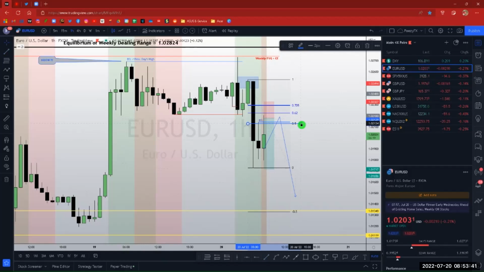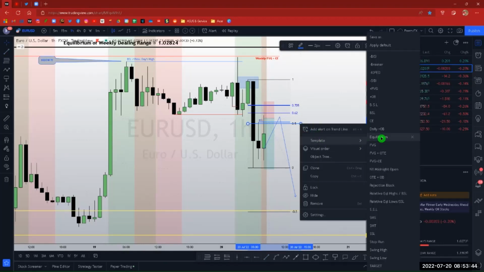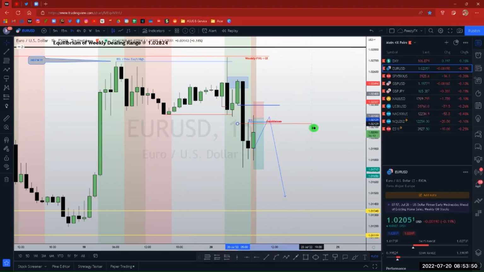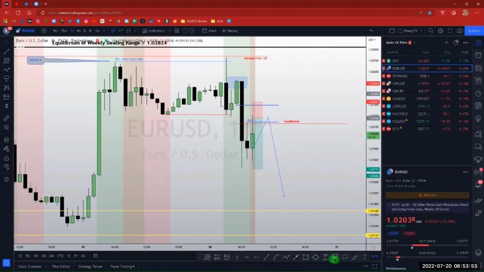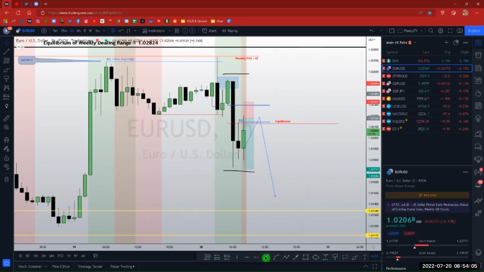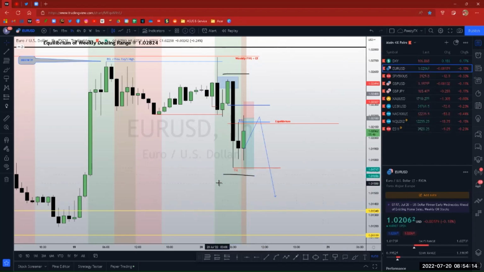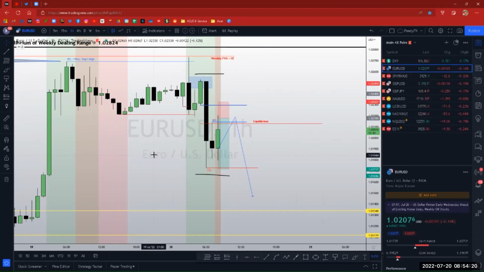Here's your equilibrium of our dealing range. So basically, the concept is find your dealing range, right? And you want to know where price is going to draw on liquidity next. So from this swing high to this swing low is your current dealing range. Where's the next draw of liquidity? Right here. Here's your next draw of sell side liquidity. This was your next draw on buy side liquidity.